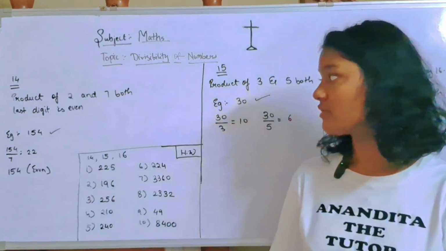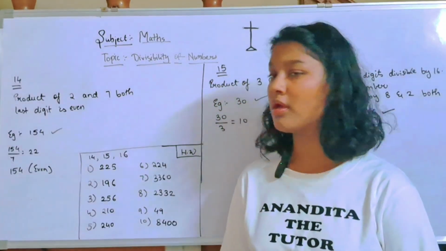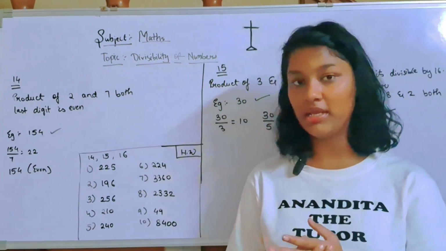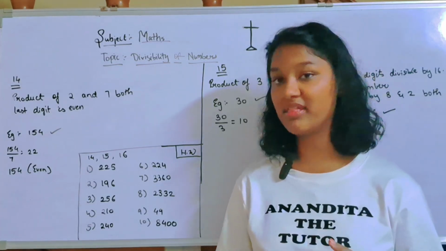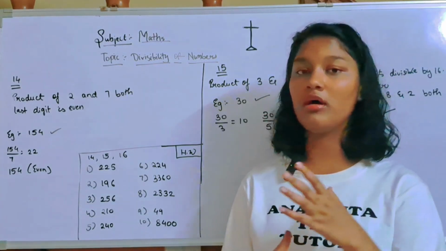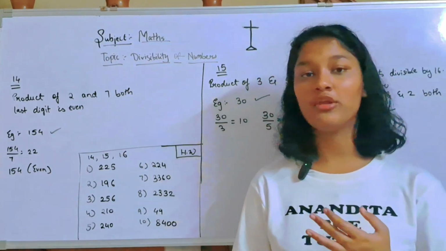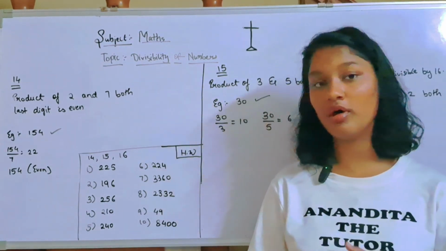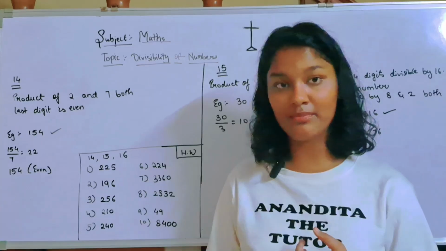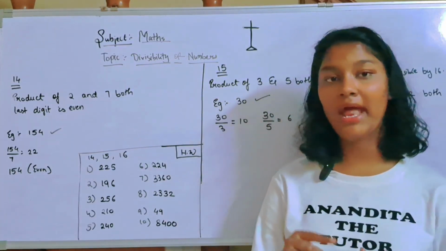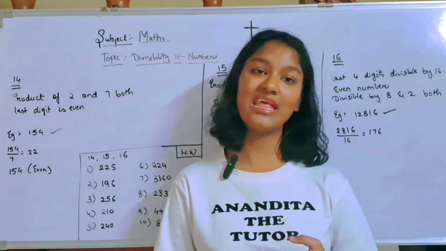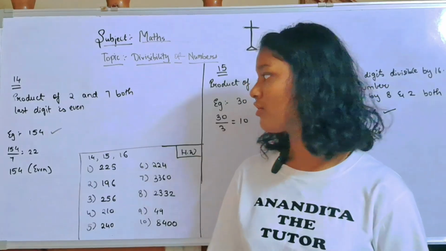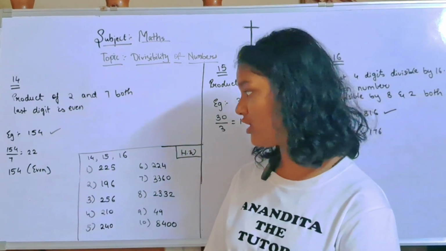So the first number is 14. When you see 14, it is a product of 2 and 7. Therefore, whenever any number is given and you have to check if it is divisible by 14, you first have to see if that number is divisible by 2 and the same number is divisible by 7 at the same time. For example, I have 154 here.